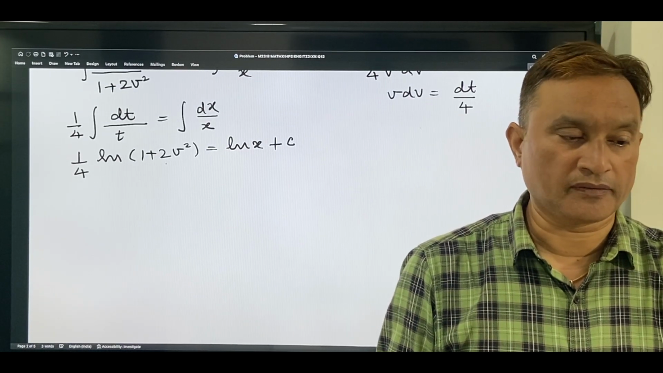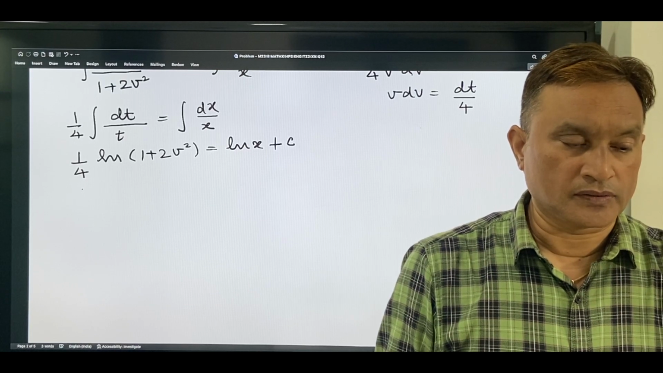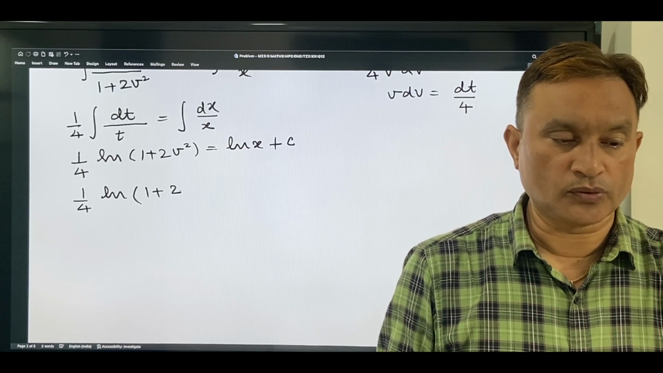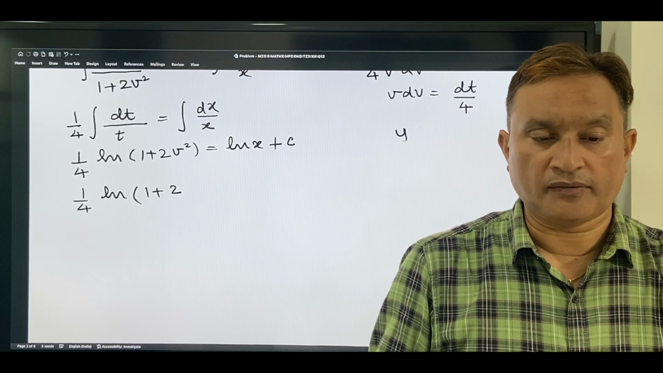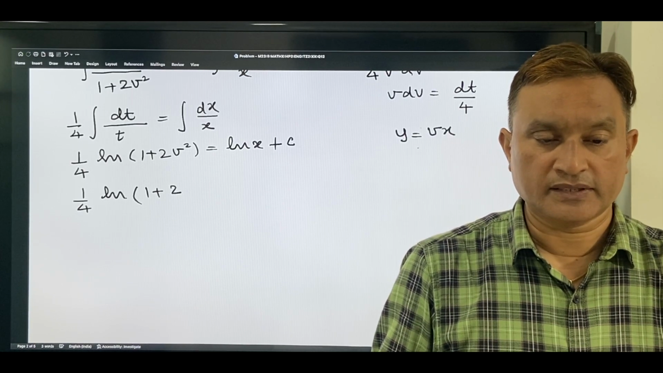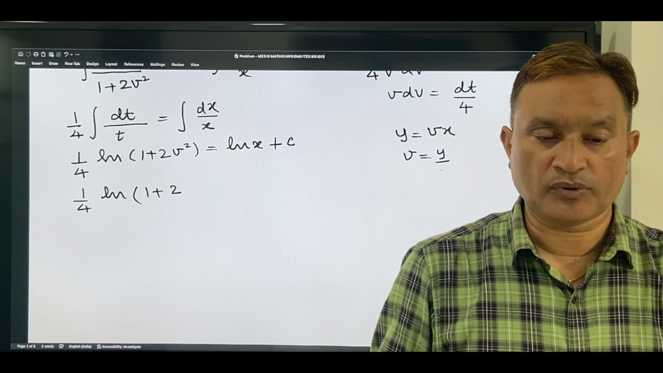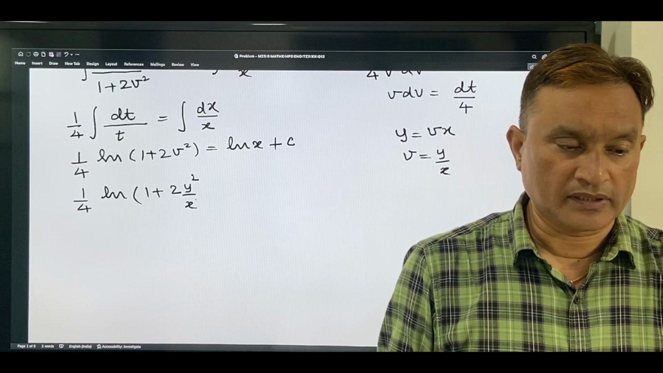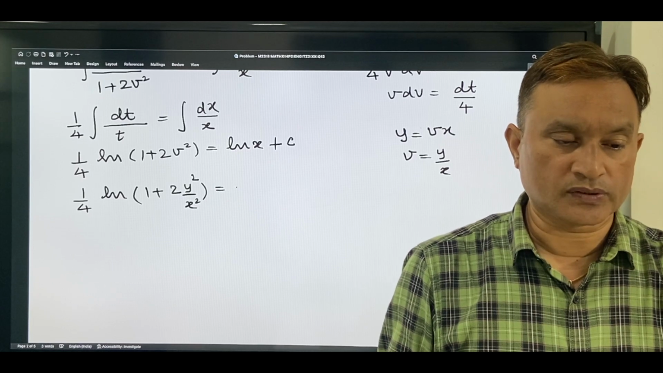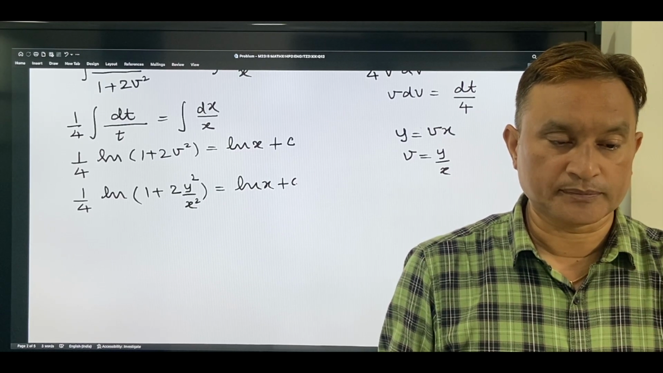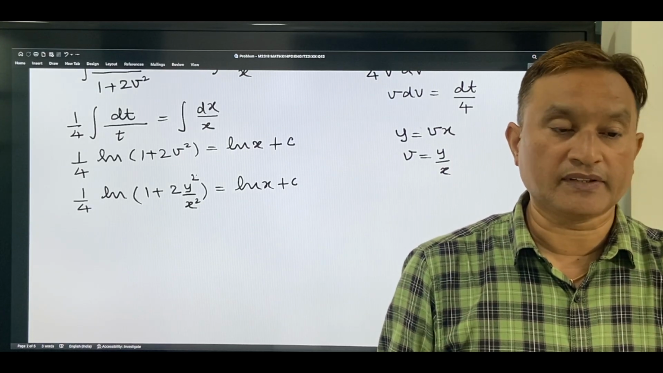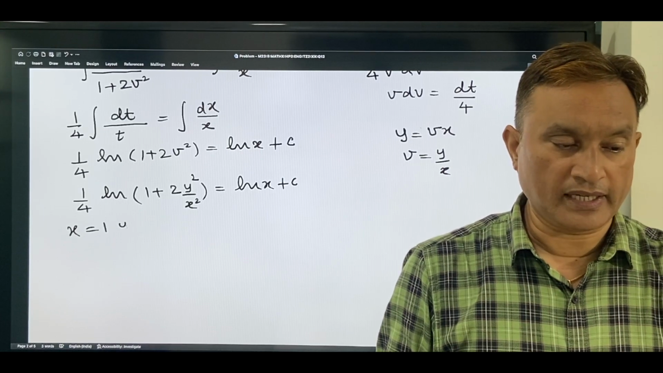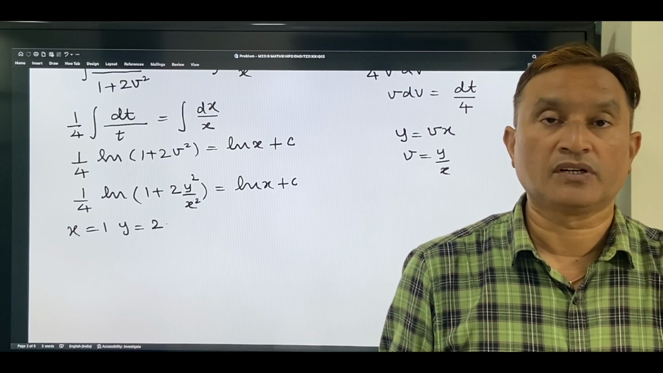So we will replace our v. So 1 upon 4 ln (1 plus 2 ...). We have taken here y equals vx, then v equals y upon x. So we will be getting here y square upon x square, equals ln x plus c. Now the initial condition given here: x equals 1 and y equals 2.